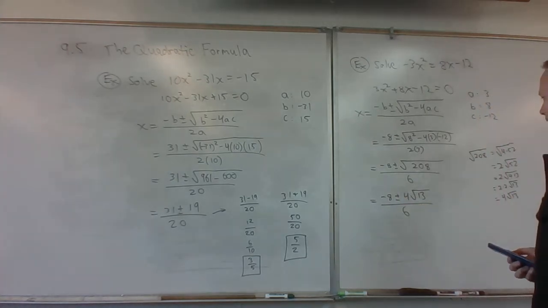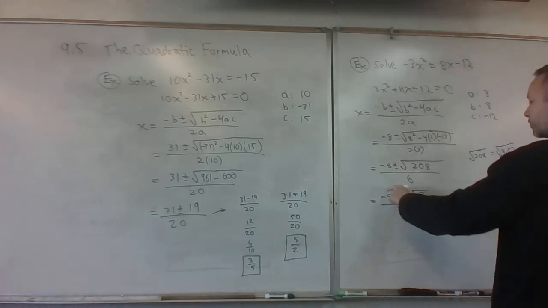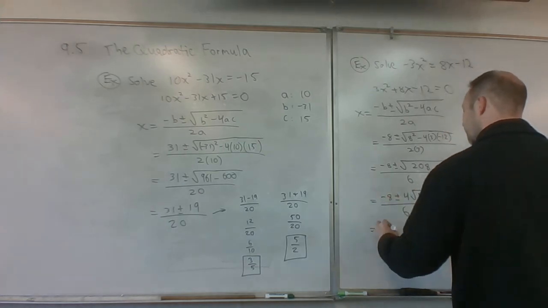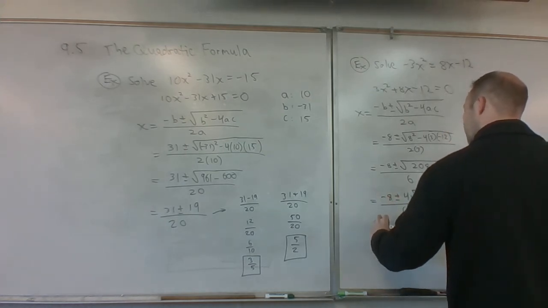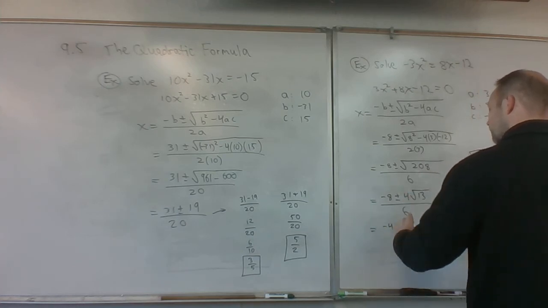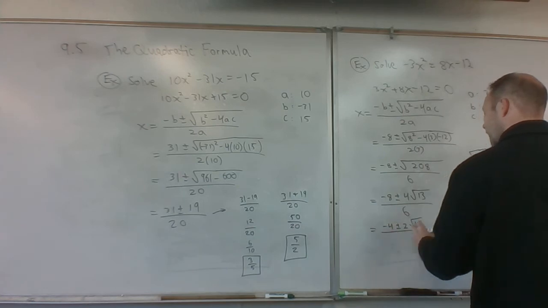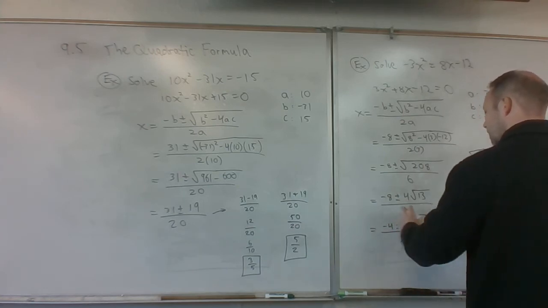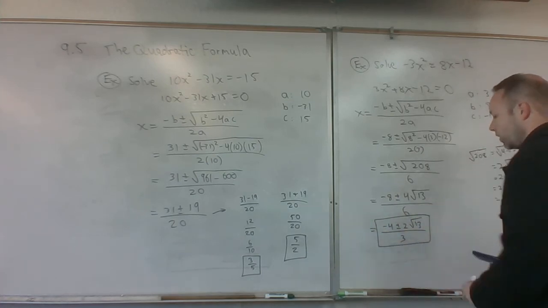All right, well, let's see if this can simplify further, because each of these terms I can divide by 2. So if I do negative 8 divided by 2, I get negative 4, plus or minus, if I do 4 divided by 2, I get 2 square root of 13, all of that over 6 divided by 2 is 3. That is as far as that can go.